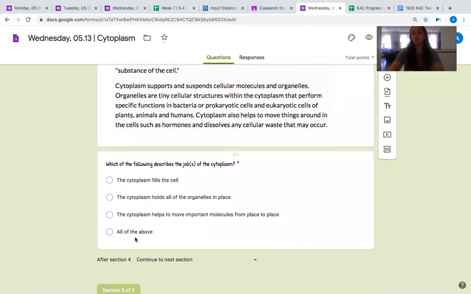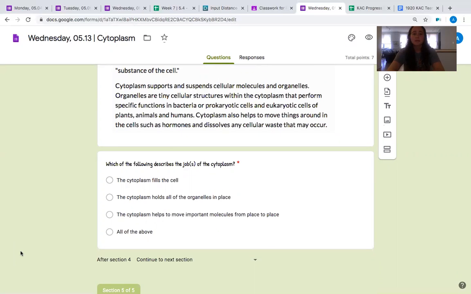All right. One question here. Which of the following describes the job or jobs of the cytoplasm? Apparently my dog doesn't like that question. Buddy. Shh. I apologize. He doesn't listen to me.